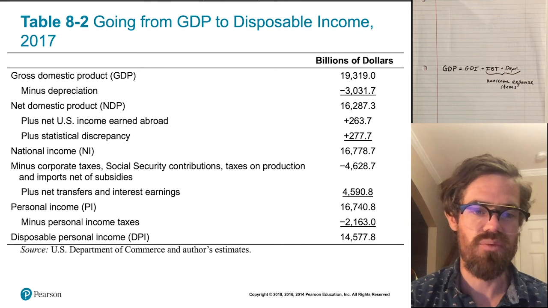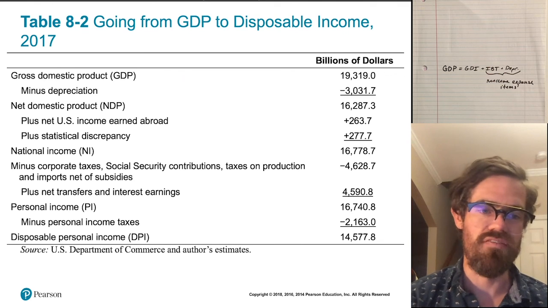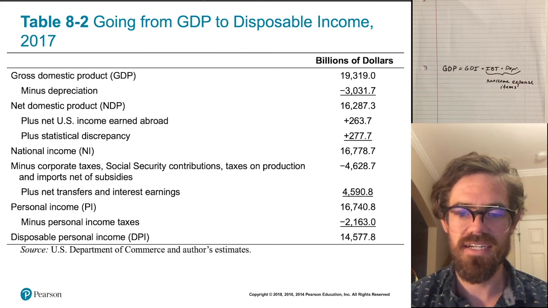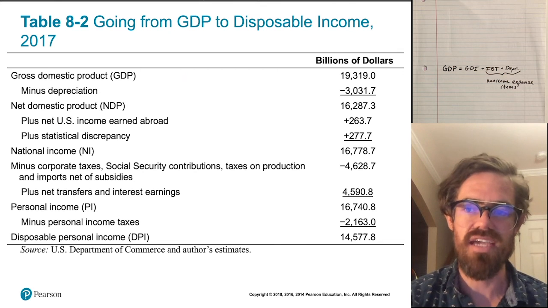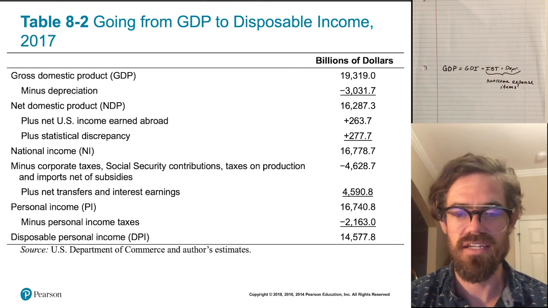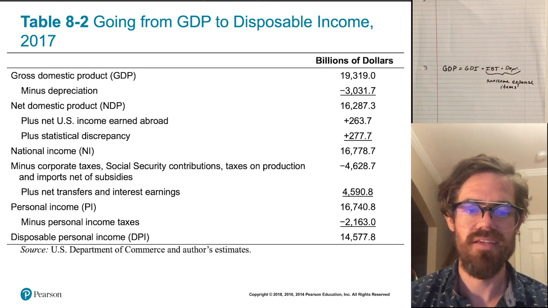And then once we take away income taxes from personal income, the last one we have there is disposable personal income. And so this $14.5 trillion disposable personal income, this is the money that households actually have to spend at the end of the day, or I guess at the end of the year, or in the year. Let's put it that way, in the course of the year.